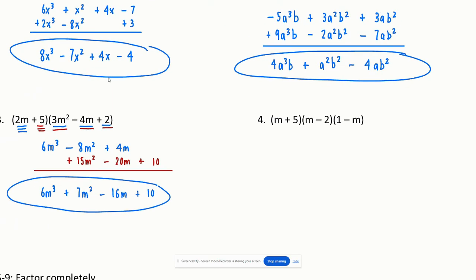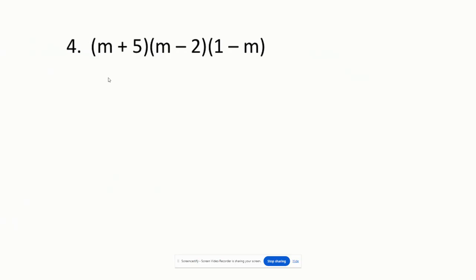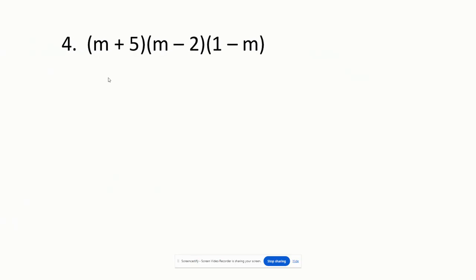Okay, let's move to number 4. Again, am I just adding or subtracting like terms? No, because look, all of these parentheses are just right next to each other, which means what? You're distributing. But I've got how many different things being multiplied? 3. Can I do 3 things at once? No, I gotta just start with 2. So let's just start with these first 2 and work our way left to right. Y'all good with that? So here we go.